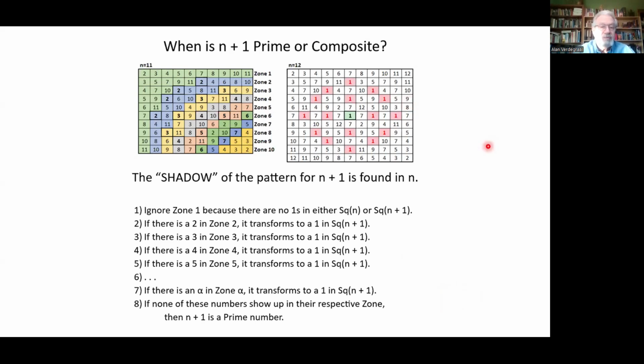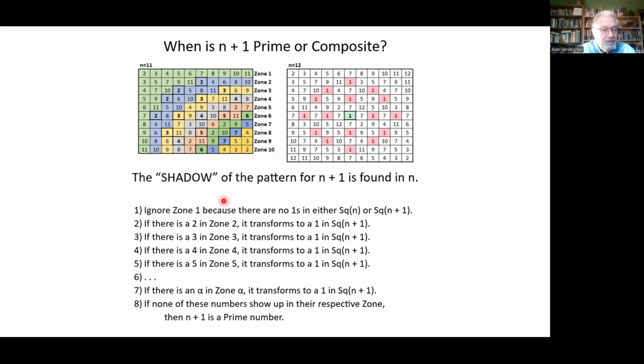So when is n+1 prime or composite? It's when the shadow of the pattern for n+1 is found in n. So we have a pattern of ones here. That's where we're going to, but are they showing up here? There are no ones showing up in this square. But notice the numbers in bold. That is the pattern that is there. And so there must be a mapping from this particular pattern of numbers in bold to the numbers in n equals 12 that become 1.